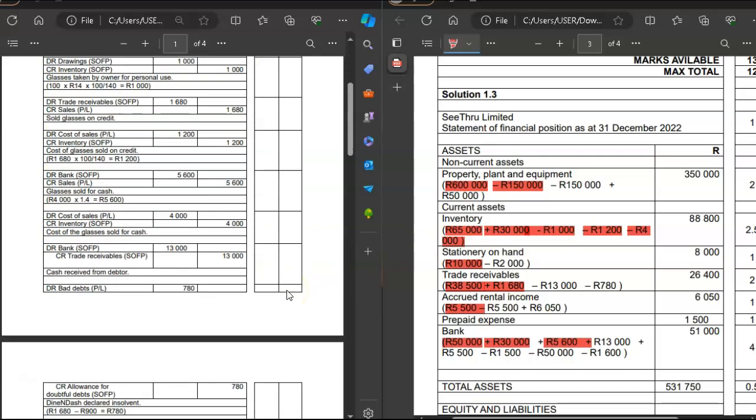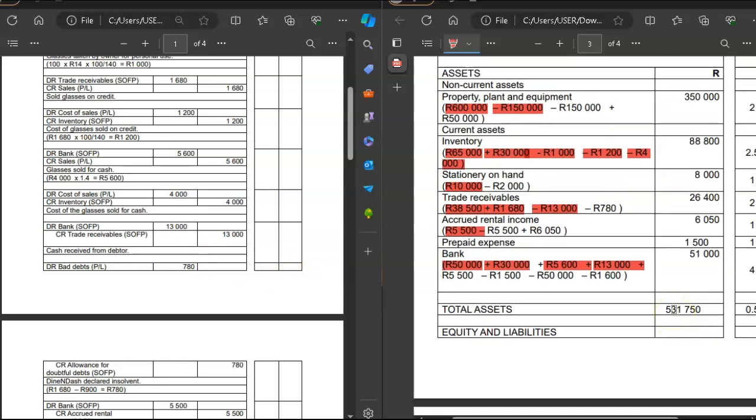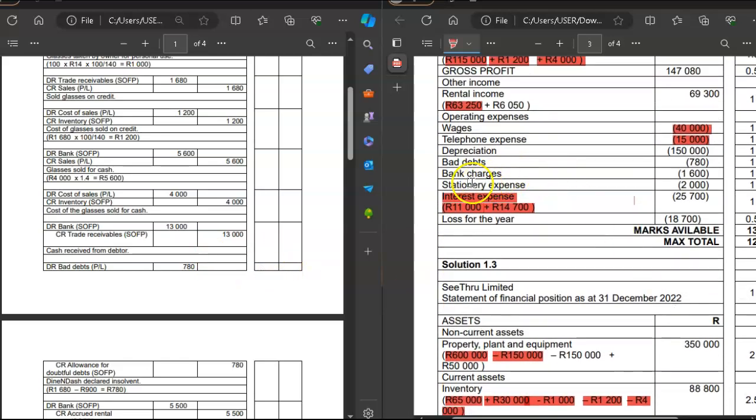Let's see. Debit bank. Bank is increasing by 13,000. So let's see. Bank. Where are you? 13,000. There we go. Credit trade receivables. Trade receivables is decreasing by 13,000. Then debit bad debts. Now bad debts is an expense. So we put bad debts down because we never had bad debts, and we put 780. Minus 780 because expense. Debit bad debts, credit allowance for.